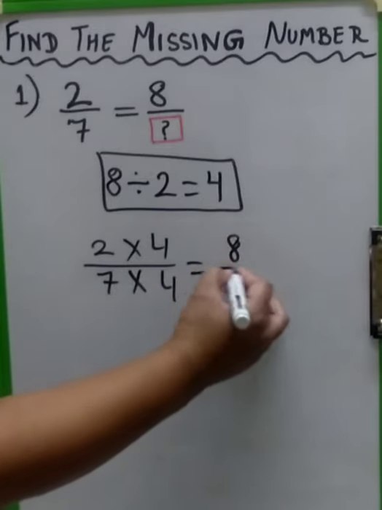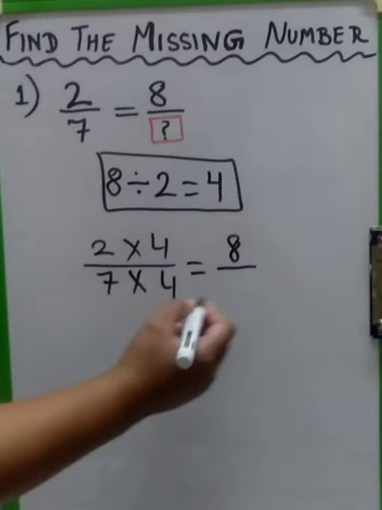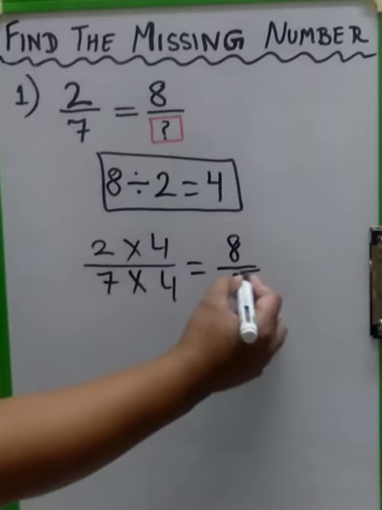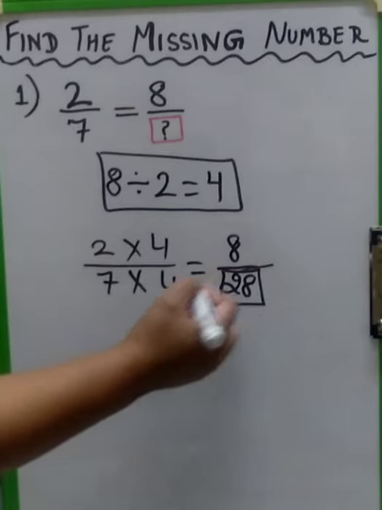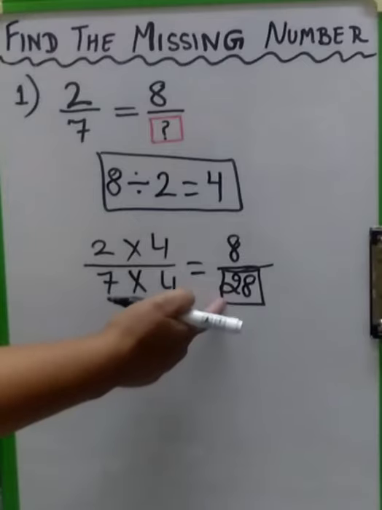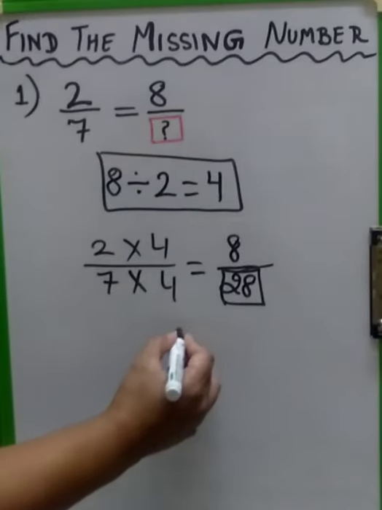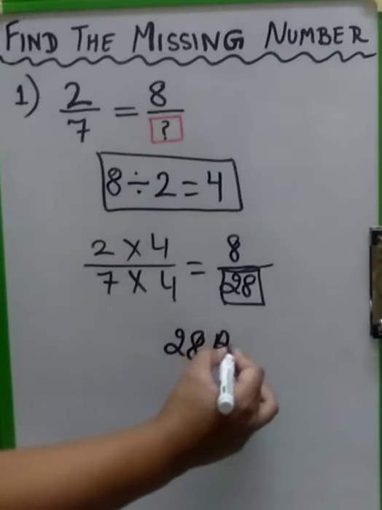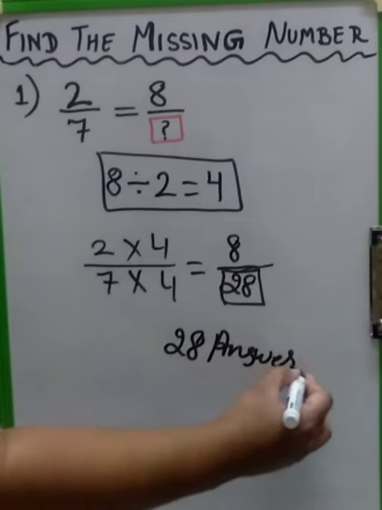So we get 8 upon 7 4s are 28. So our question was to find out the missing number. So what is the missing number here? 8 upon 28. So the missing number here, 28, will be your answer.